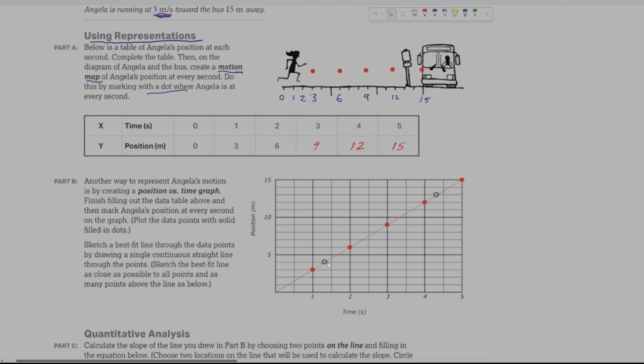However, let's do this. So we're going to plot this. At 1 second, 3. At 2 seconds, she's at 6, and so on. And so you've done this bit many, many times. Essentially, these are your x, y values up here in part A, and you're just going to plot these points to make the graph.